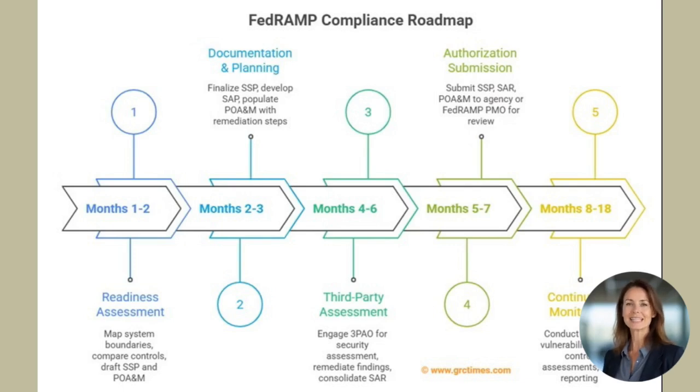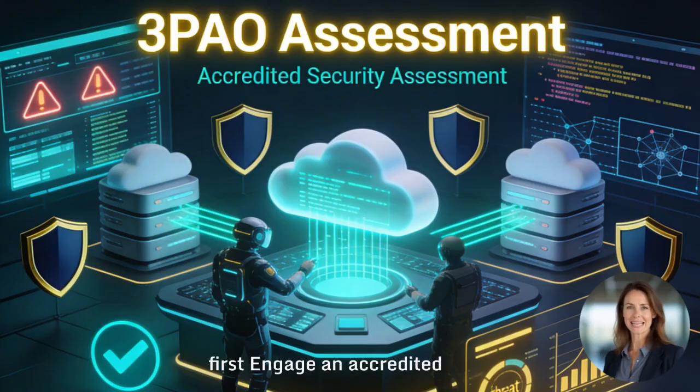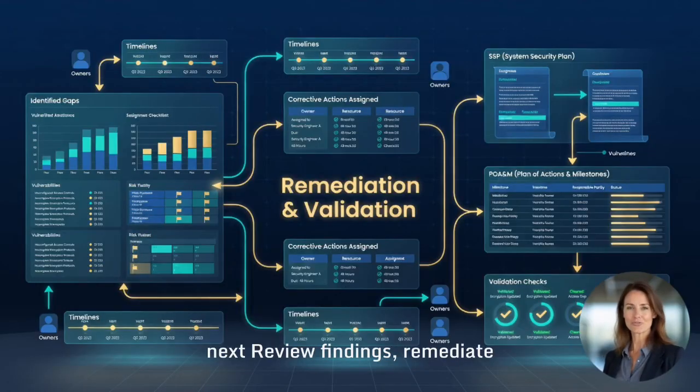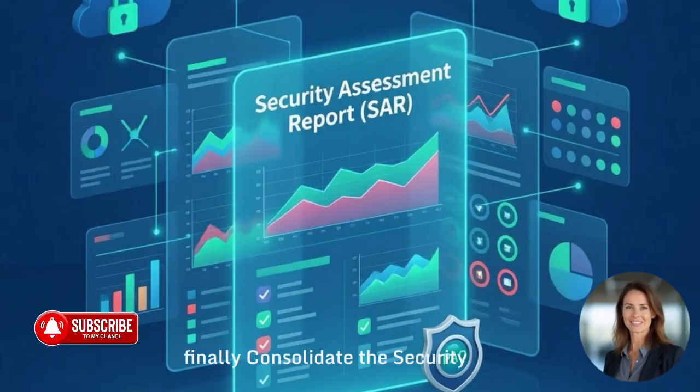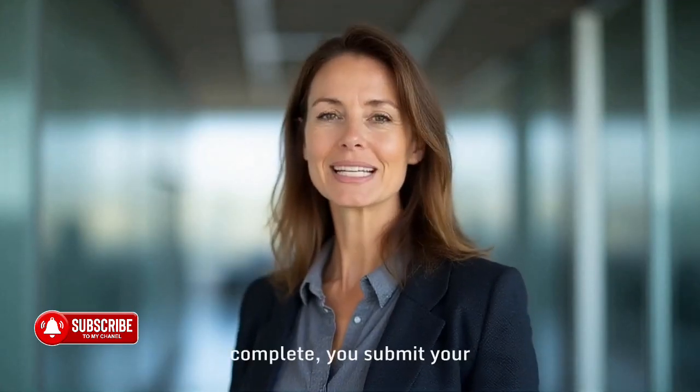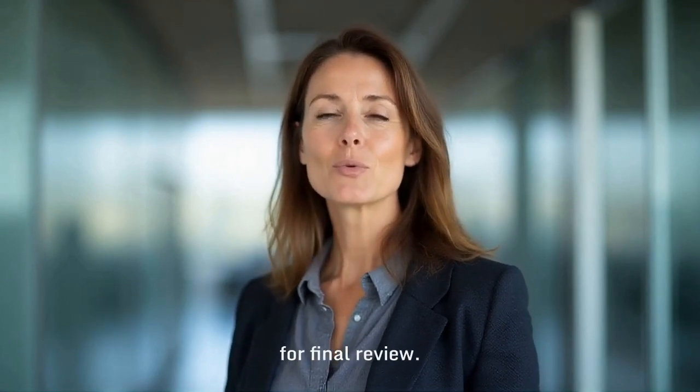Phase 3 involves an independent audit by a third-party assessment organization, or 3PAO, to verify your security implementation through rigorous testing. First, engage an accredited 3PAO to perform the SAP-defined security assessment and penetration test. Next, review findings, remediate issues, update SSP and POA&M, and validate fixes. Finally, consolidate the Security Assessment Report, SAR. Once the audit is complete, you submit your security package to the agency or FedRAMP PMO for final review.